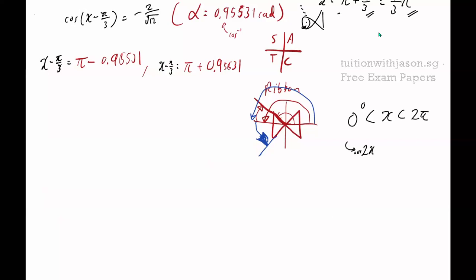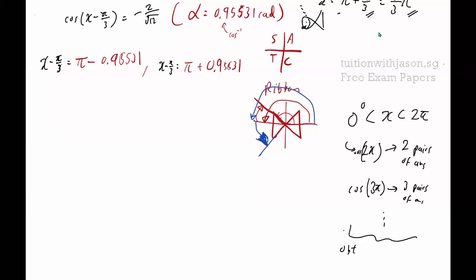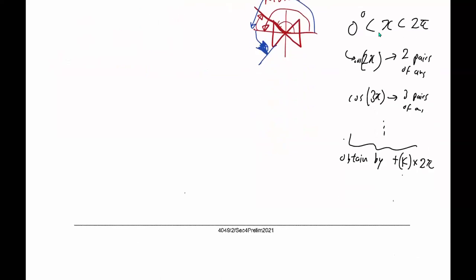2x, cosine 2x, 2 pairs of answers. Cosine 3x, 3 pairs of answers. So on and so forth. Obtained by adding multiples k times of 2 pi, where k is a whole number.